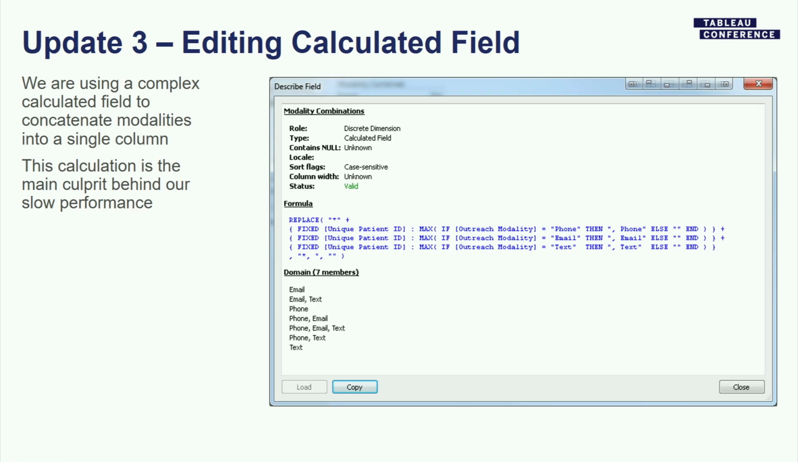But now let's dig deeper into that calculated field. As I described a second ago, what we're looking to see is, by patient, have they ever received a phone call, an email, or a text? So this is what this formula returns. It returns email, email, comma, text, phone, phone, comma, email, phone, and so on. So it's all the different possible combinations that can be retrieved. Now this is doing, again, a fairly complicated level of detail calculation that is looking for strings. That can be slow.